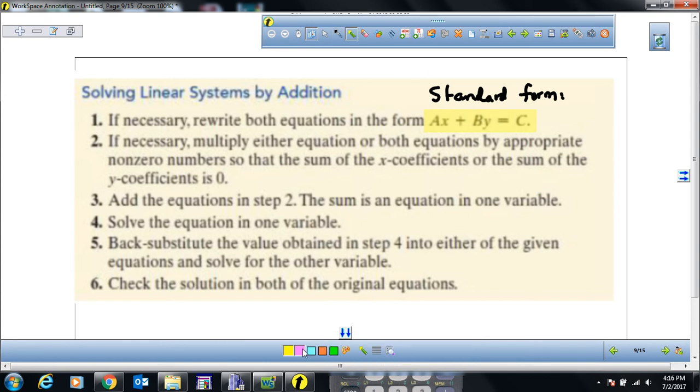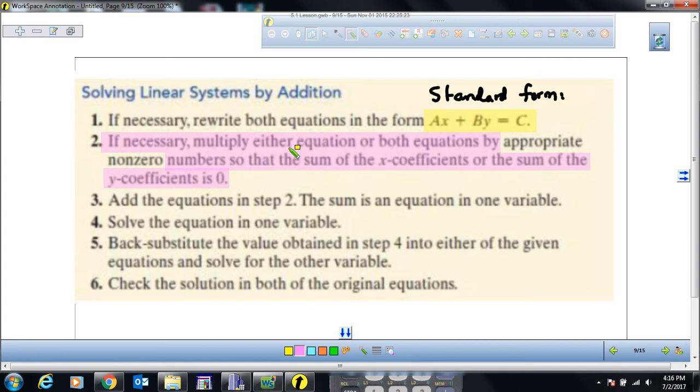Second step in the process. Now, it tells you that if necessary, you're going to multiply either one equation or both equations by numbers so that when you add the x's or when you add the y's, it gives you a 0. Basically, this is telling you that I need to multiply either the one equation or both so that when I add them, they give me a 0. Meaning, when does that happen? When both numbers are the same number but opposite signs.